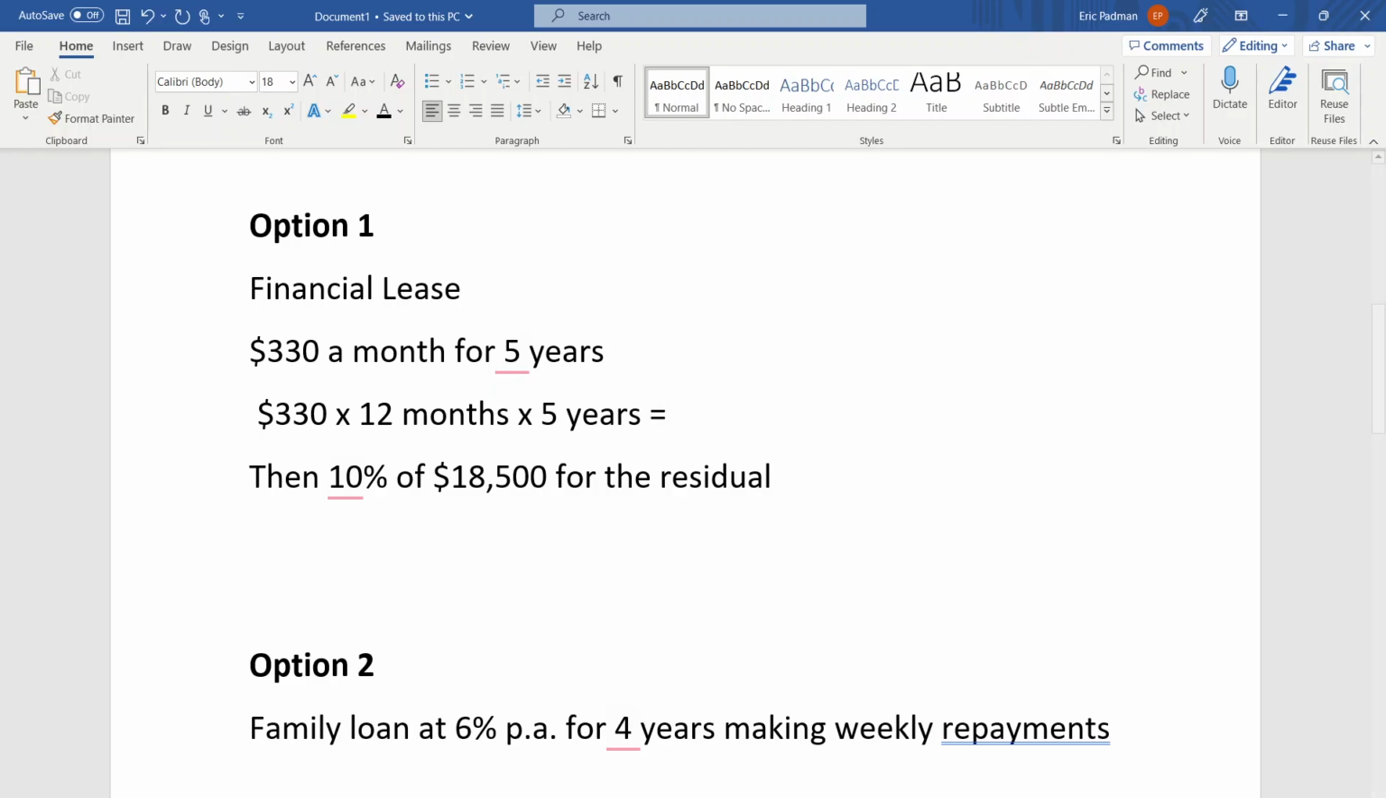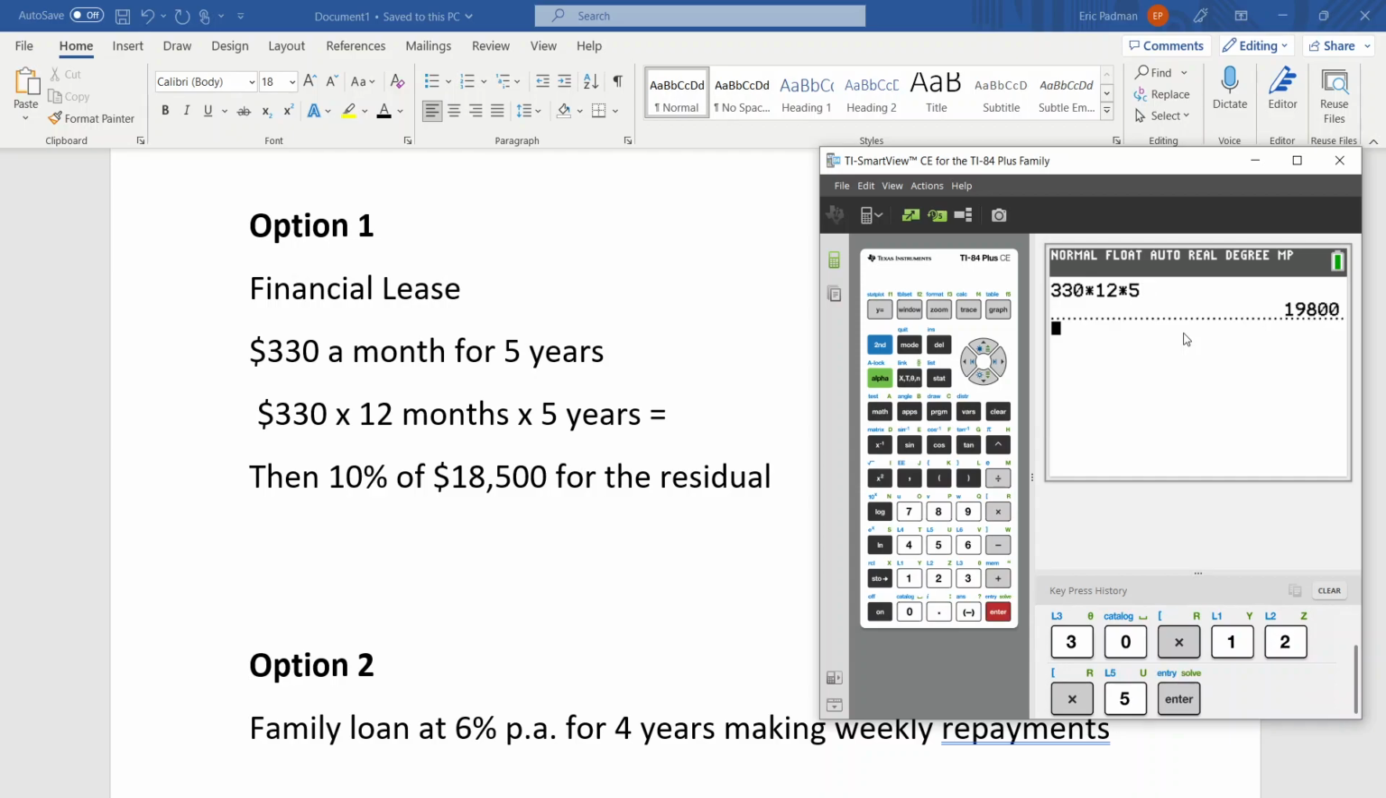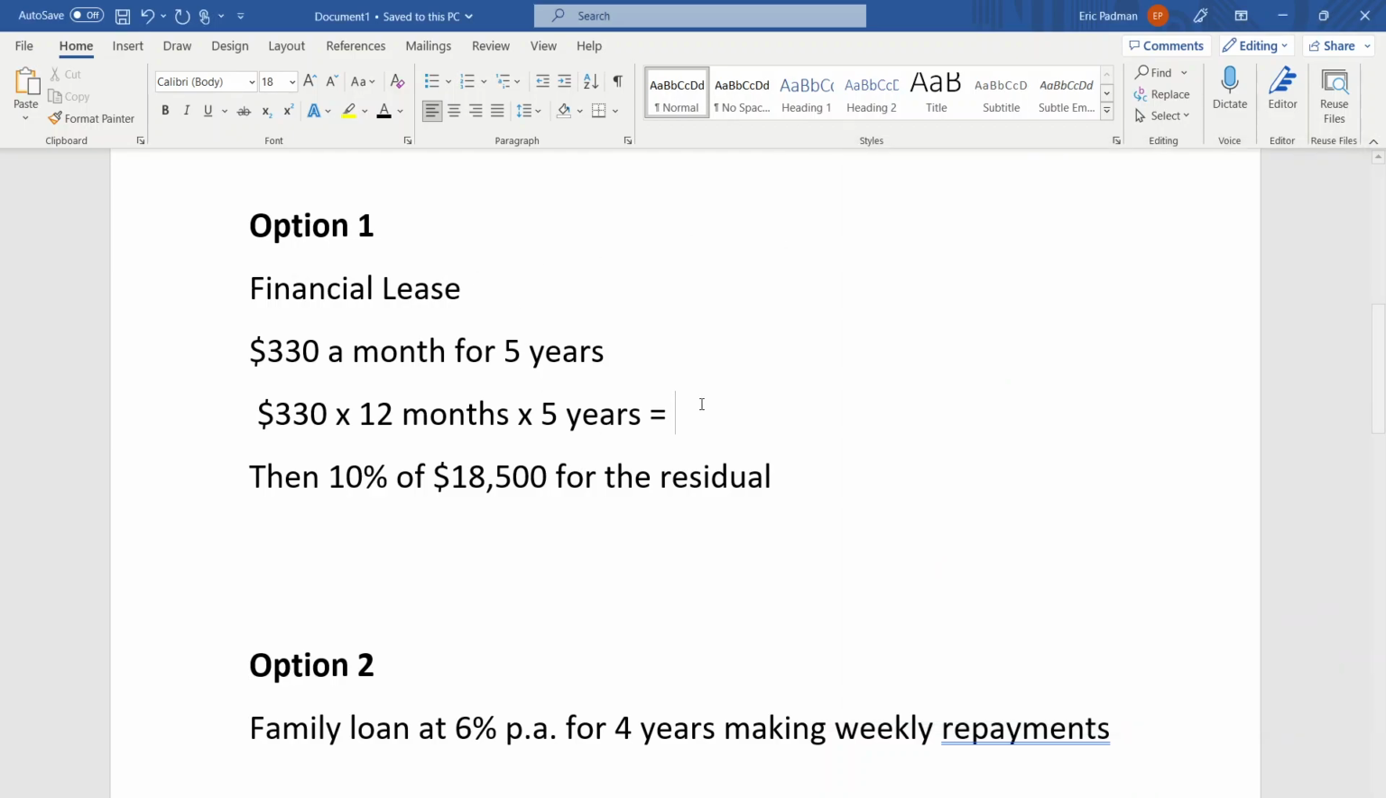Okay, pull out a calculator, let's work out what that is. All right, so it's 330 times 12 times 5. All right, so 19,800. Now, that's just the lease. Then I have to pay an extra 10% of this. Okay, the residual costs 10% of 18,500, which would be 1,850. Okay.